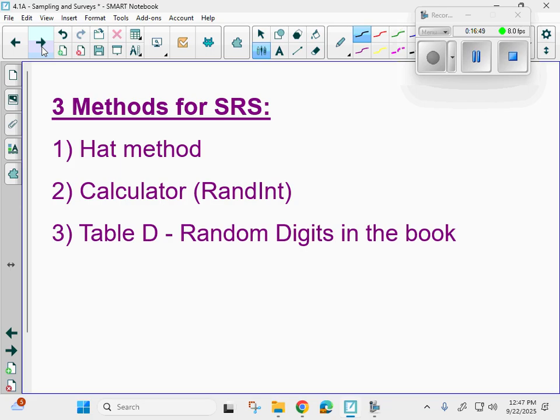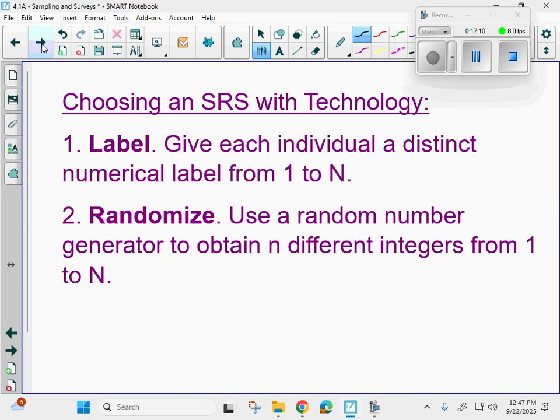Okay? And then table D, we're going to learn that at another time. It has random integers in the back of the book. And we'll learn that as well. It's another method for choosing a good sample. This is a good method of sampling. We're going to do this tomorrow. I'll do that tomorrow. All right.